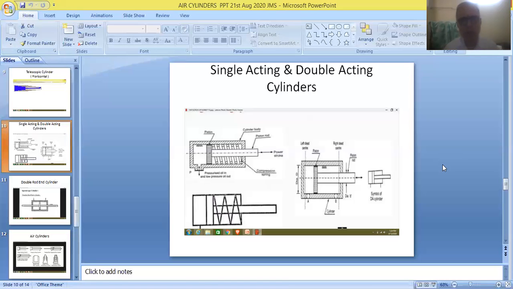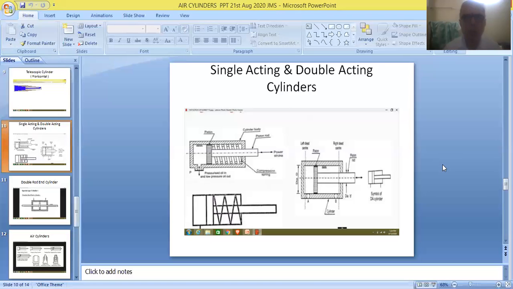So this is about the principle and the construction of a single acting cylinder. Fluid will be acting only on one side of the piston, so it is called a single acting cylinder. Fluid pressure will be used for moving the piston in the forward direction, and the spring pressure will be used for moving the piston in the reverse direction. So this is about the arrangement of single acting cylinders.